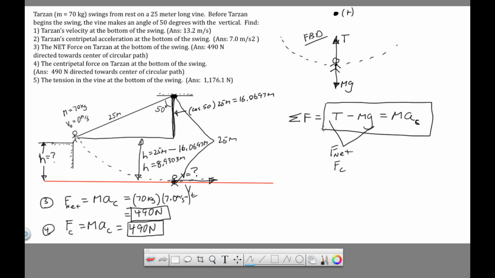But looking at it the way I have it boxed, what we can do is we can take this and solve it for tension, which is what we're looking for. The tension in the vine is going to be mass times centripetal acceleration plus mg. So we can factor out the m, like that. So tension is going to be 70 kilograms. And then our centripetal acceleration, we already solved for that.